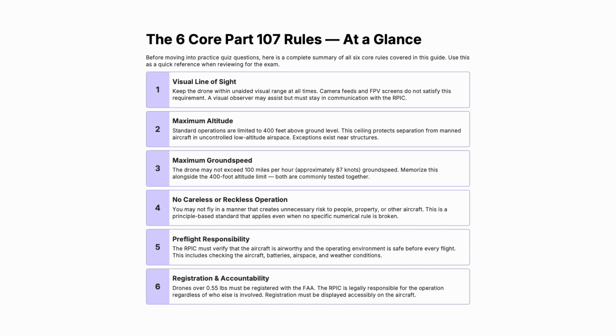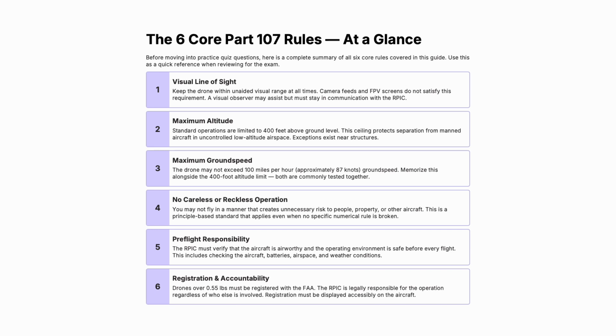Before we move into practice questions, let's run through all 6 rules one more time as a quick reference recap. 1. Visual line of sight. Keep the drone within unaided visual range at all times. Camera feeds do not count, but a visual observer in communication with the remote pilot in command can help. 2. Maximum altitude. 400 feet above ground level for standard operations, with exceptions near structures. 3. Maximum ground speed. 100 miles per hour, about 87 knots. Commonly tested alongside the altitude limit.